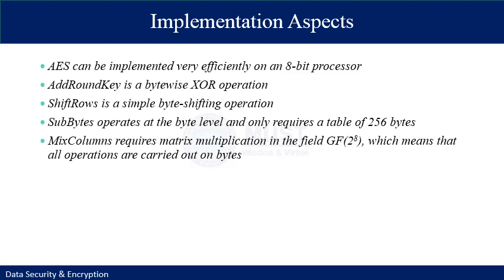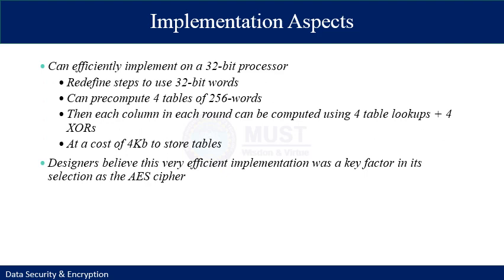Mix column requires matrix multiplication in the field GF(2^8), which means that all operations are carried out on bytes.